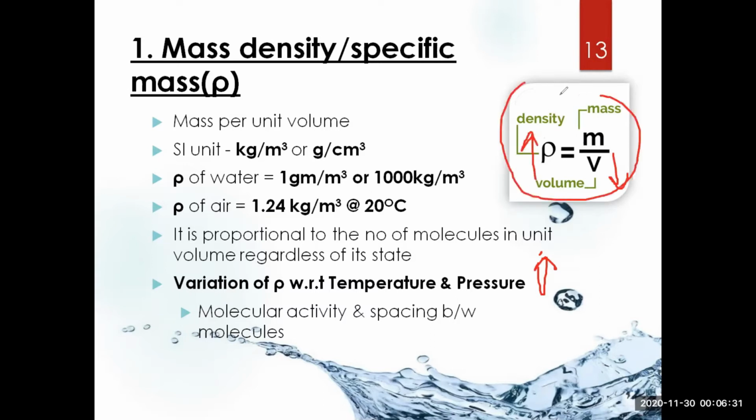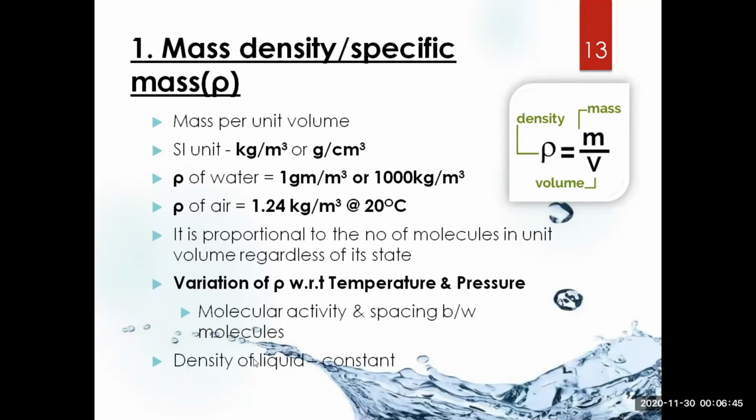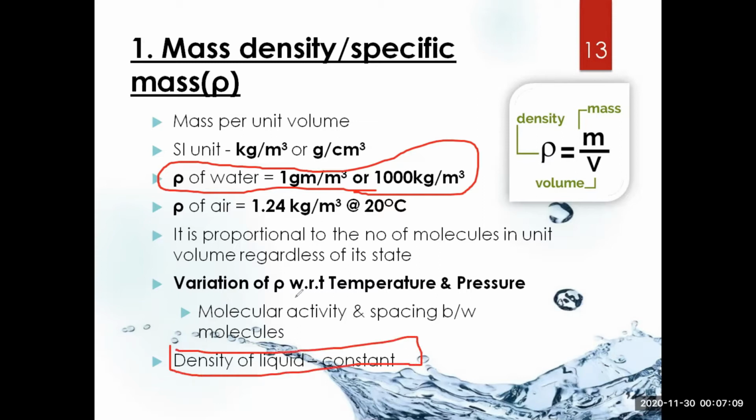So the formula for the mass density is rho is equal to mass by volume. So this is the first property of the fluid. So we'll just move to the second property of the fluid. Here, the mass density of a liquid will be constant. For example, the density of water is 1000 kg per meter cube. So this is a constant value. For a liquid, it may be water or petrol, diesel, the density of liquid will be constant.